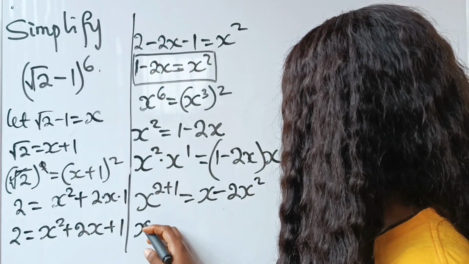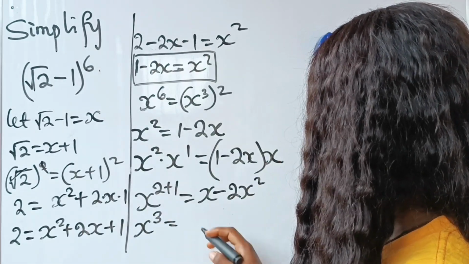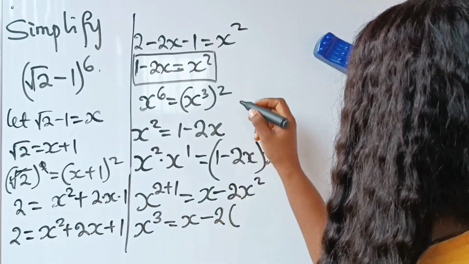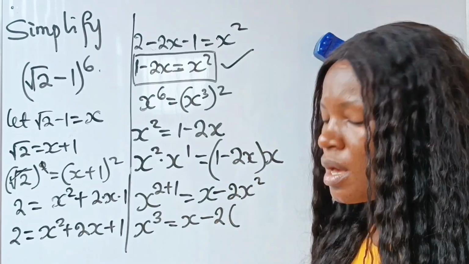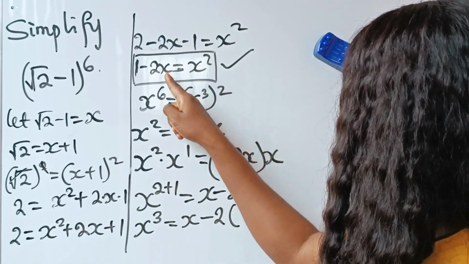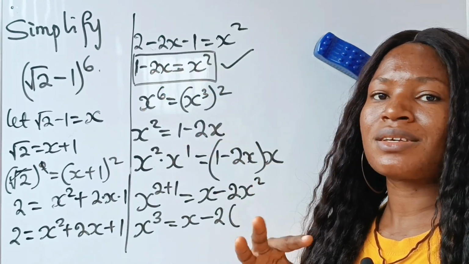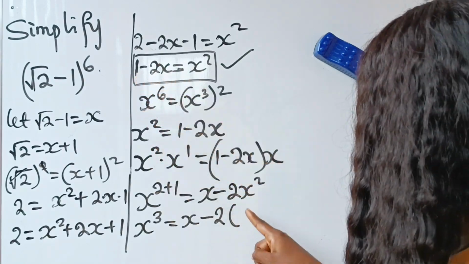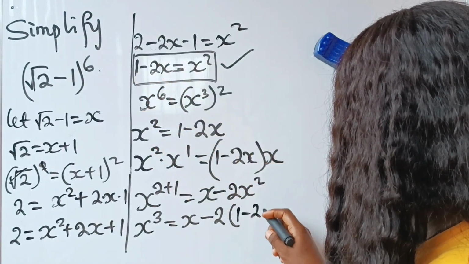So we have that x to the power of 3 is equal to x minus 2 brackets. Now you see why I said that this is very important, because we are simplifying. Anytime you see x squared, we are going to replace it with this, so that it will be simpler for us to solve. So we have 1 minus 2x as x squared. I'll write 1 minus 2x here.